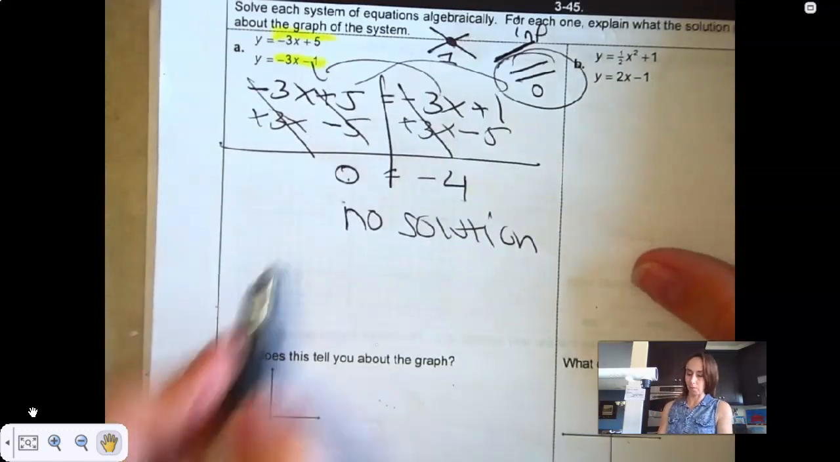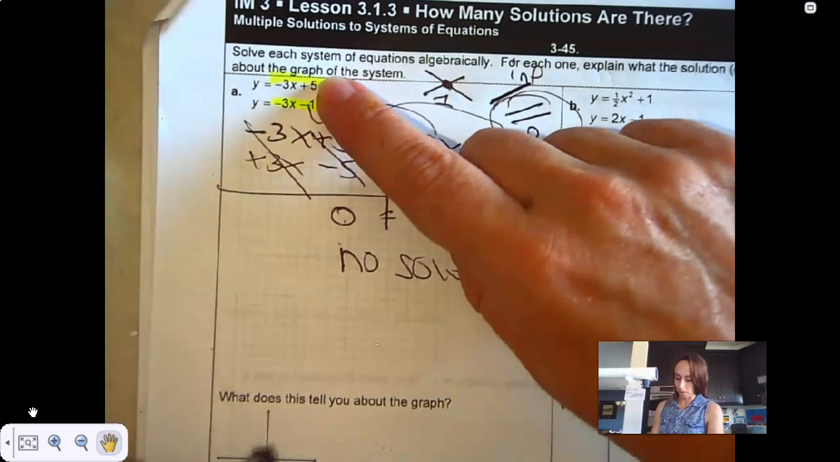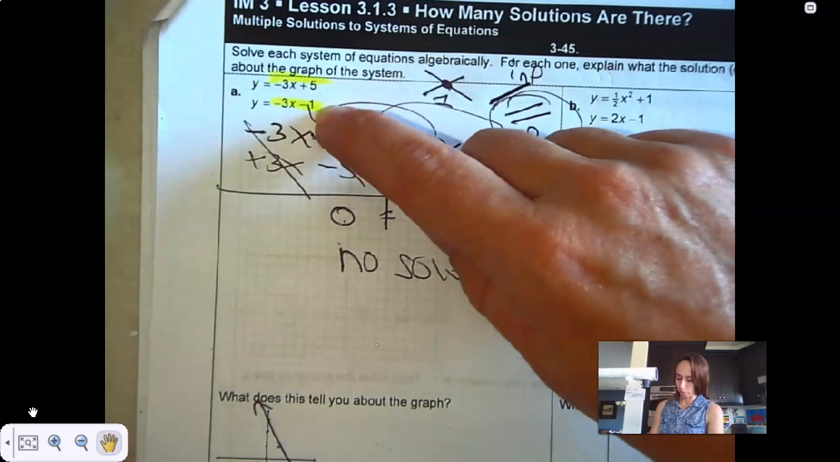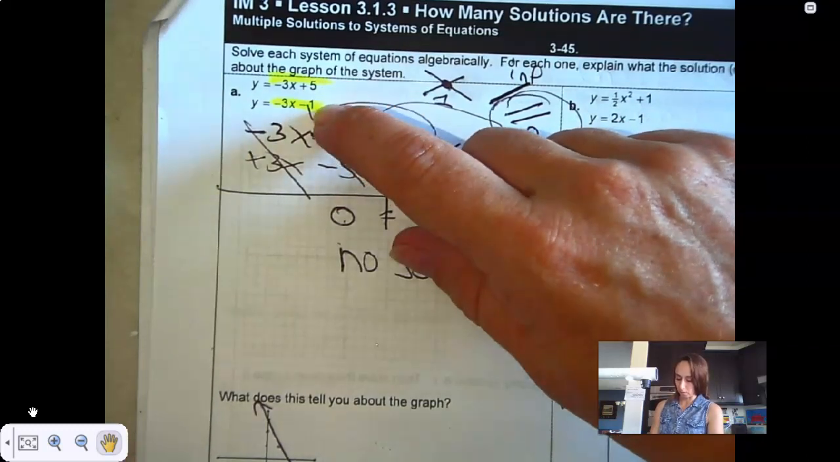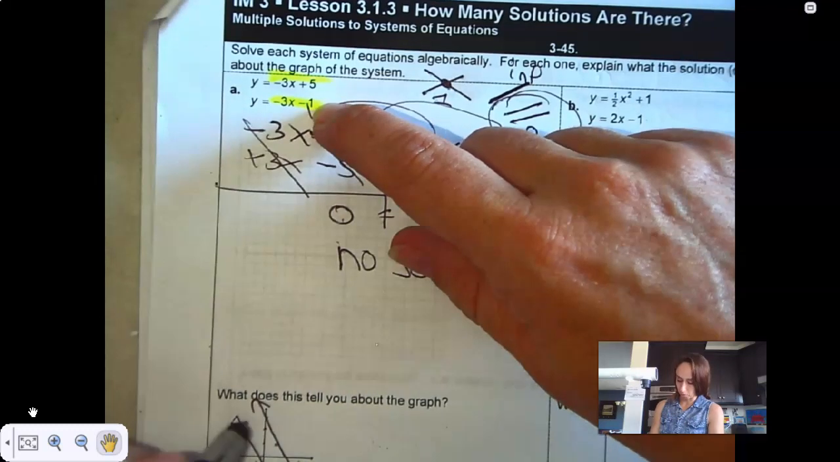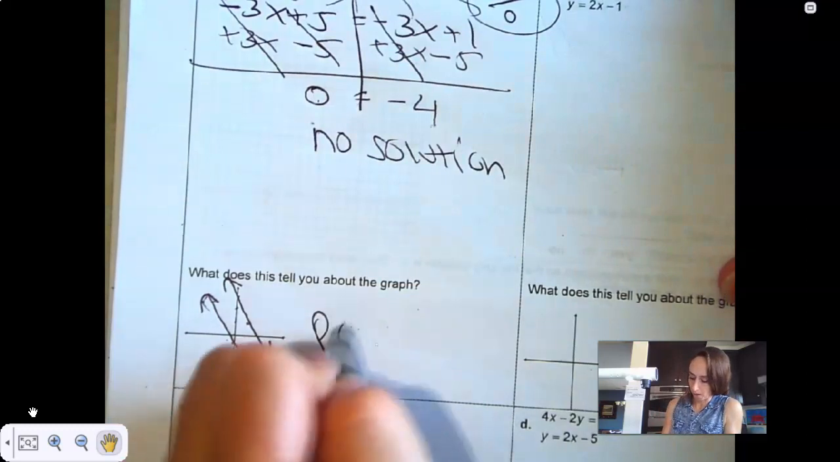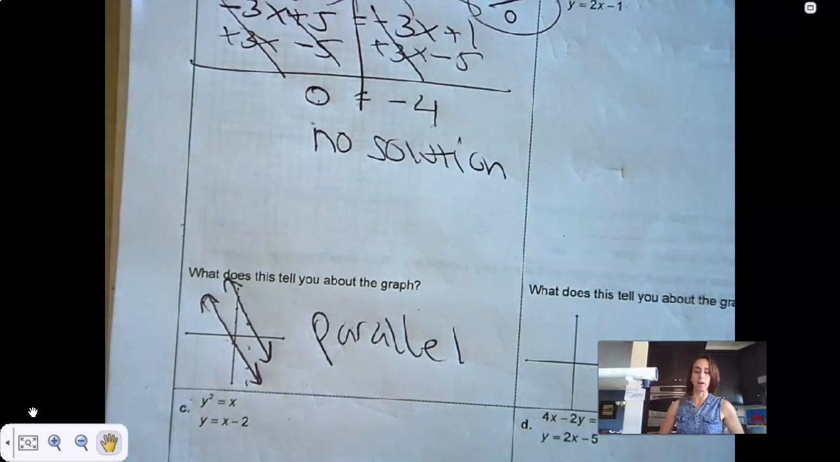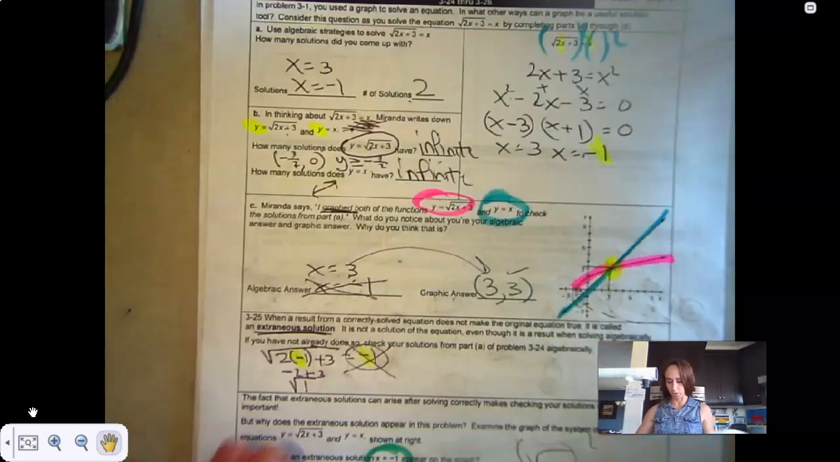What that means is that if I asked you to graph this, well, let's graph them. Up 5, down 3, right 1, down 3, right 1. So there's the first one. This one is down 1, down 3, right 1, down 3, right 1. Well, what do you notice about both of those lines? They are parallel. What we're trying to do here is figure out how many times the two lines touch. That's what we've been working on in all this stuff back here when we first introduced this.